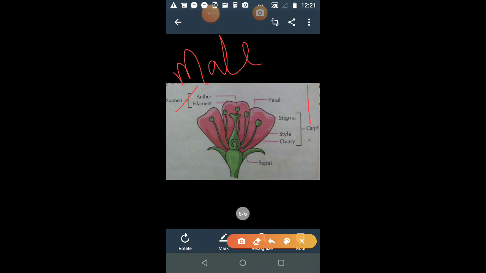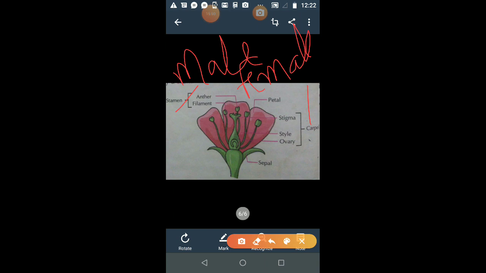And here it is written carpel. Carpel is a female part of the flower. Female part of the flower. So in this picture, the same flower has both the parts, male part also and female part also.